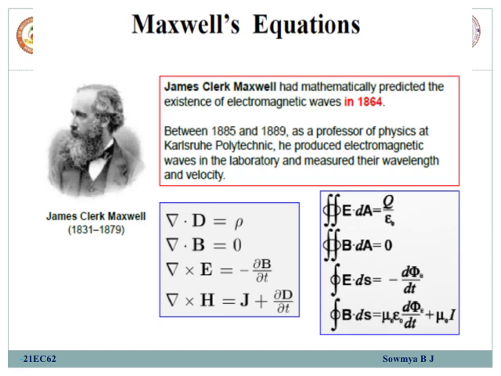Now, as we know, James Clerk Maxwell predicted the existence of electromagnetic waves in 1864. And between 1885 and 1889, a professor of physics at Karlsruhe Polytechnic produced electromagnetic waves in the laboratory and measured their wavelength and velocity. These are the equations of Maxwell that were proposed with respect to electromagnetic waves.